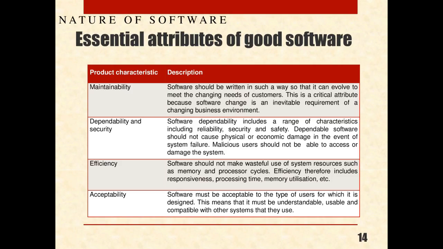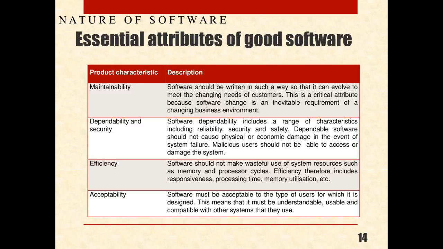Essential attributes of good software: maintainability, dependability and security, efficiency, acceptability. Maintainability. Software should be written in such a way so that it can evolve to meet the changing needs of the customers. This is a critical attribute because software change is an inevitable requirement of a changing business environment.